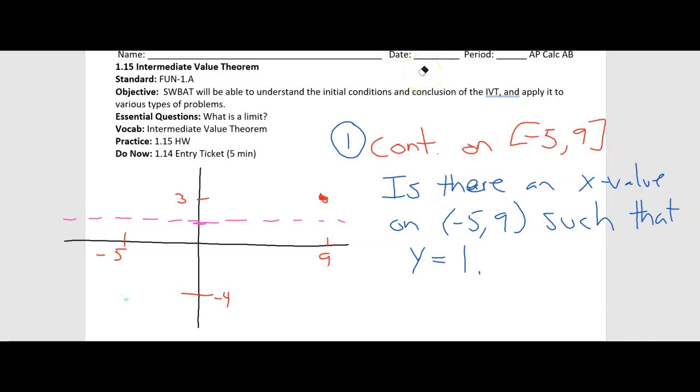Let's see, what if... I hate when I forget to change out of my eraser. That's okay, there we go. Got to get that point back on the graph though. Okay.